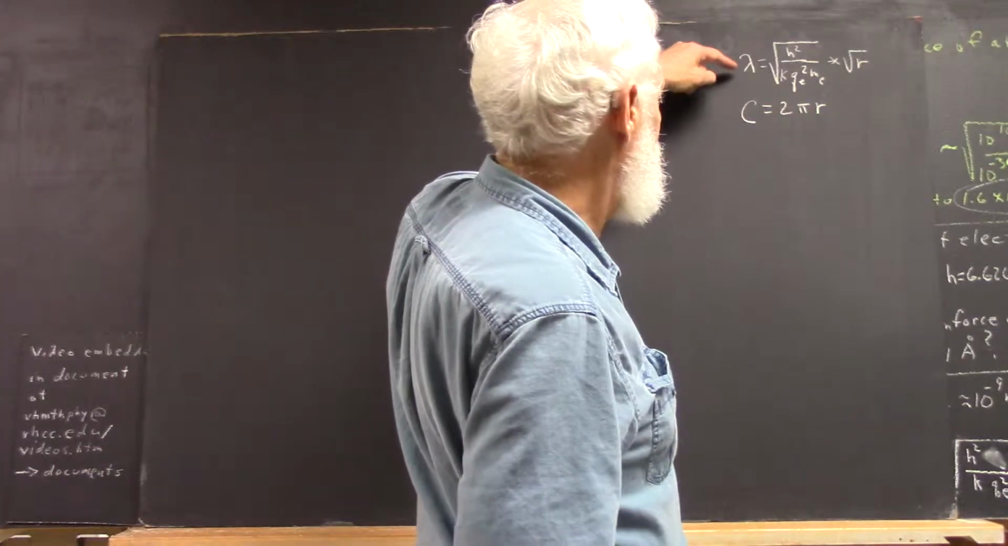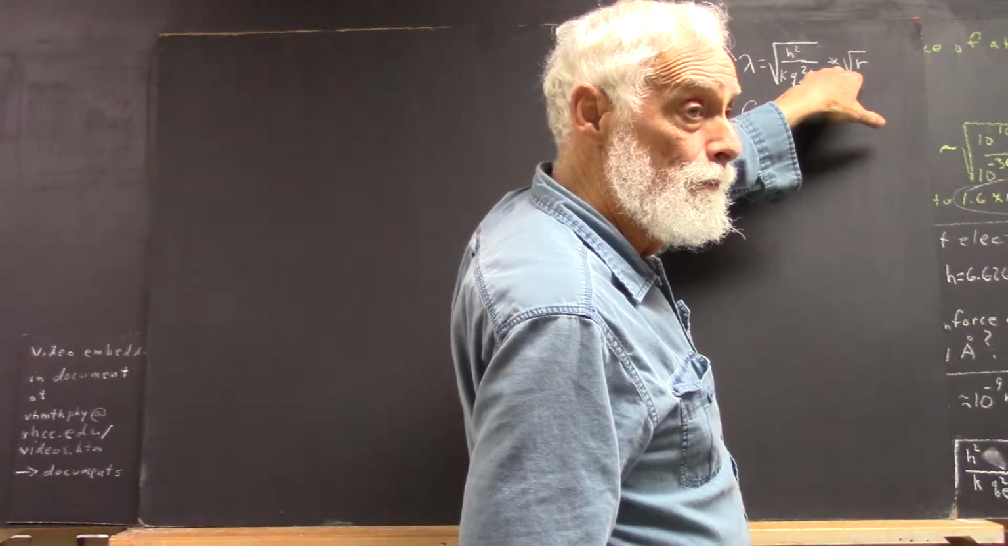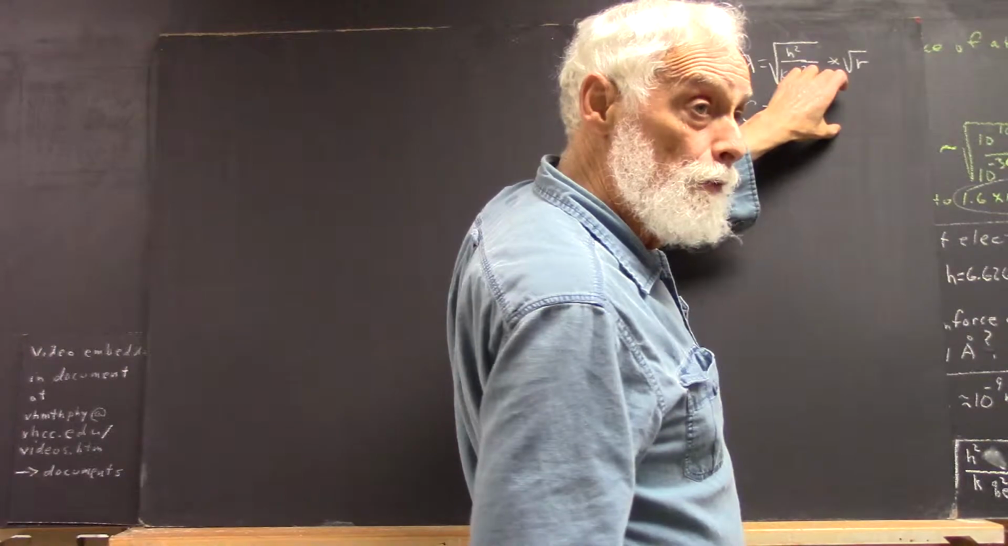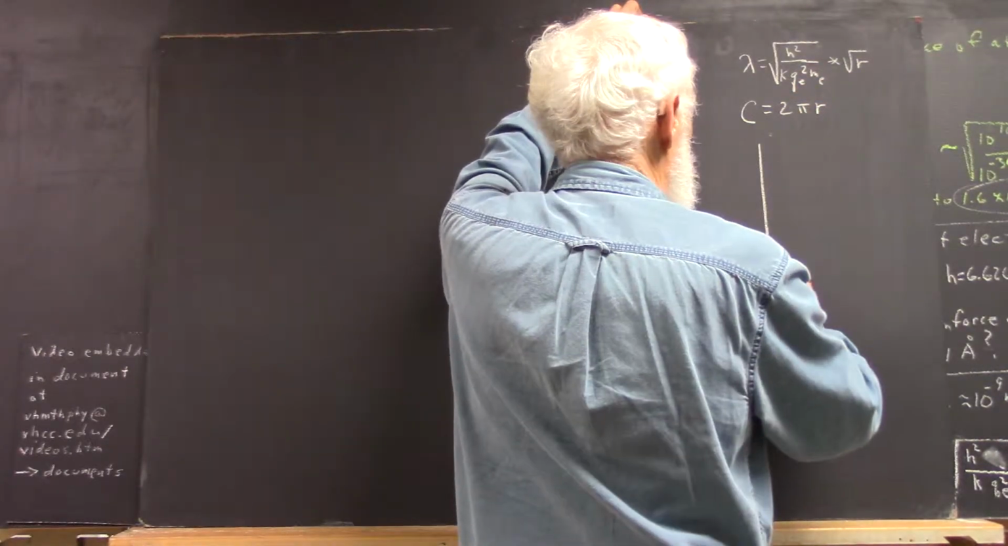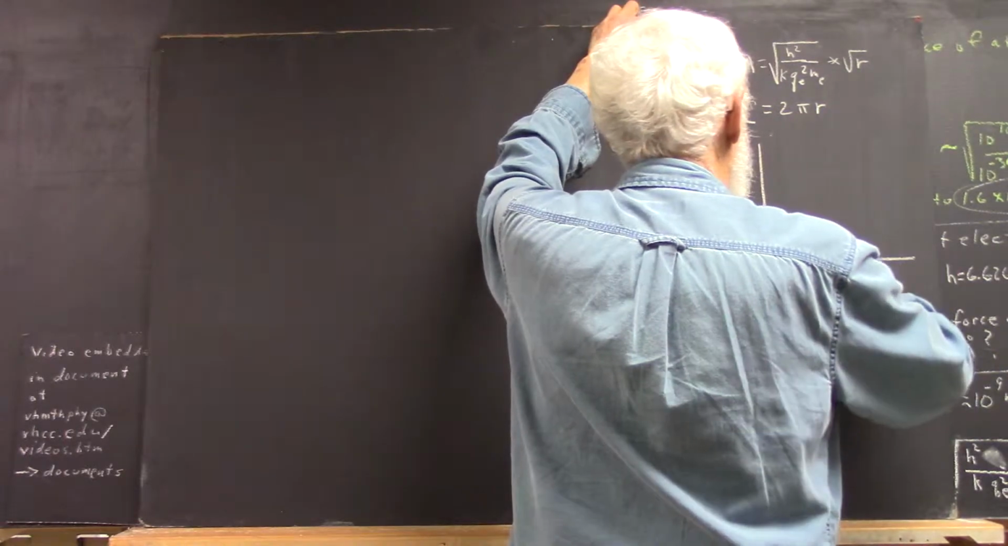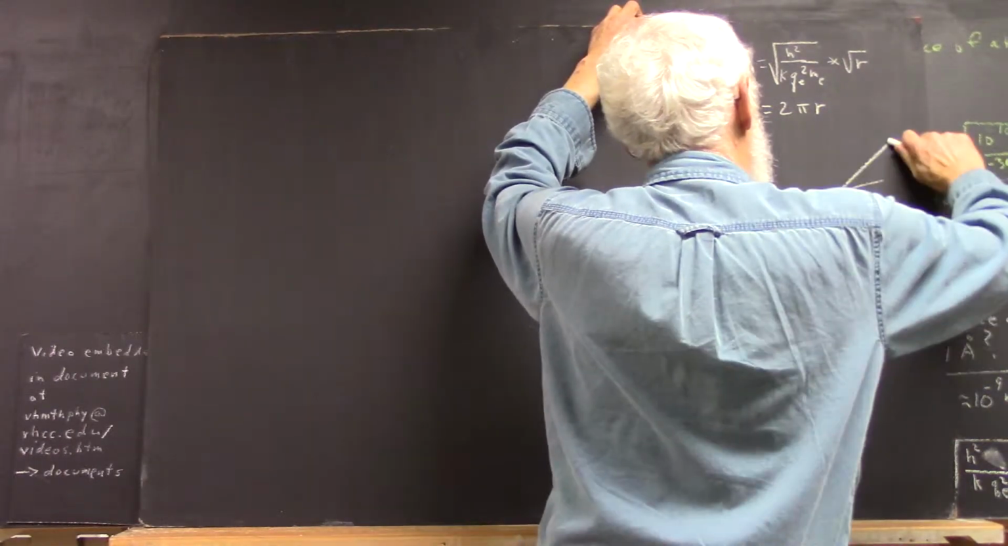Okay, now here's your basic idea. Lambda is a constant multiple of the square root of r, and c is a constant multiple of r. Now what happens if you graph the square root of r, which looks like this, versus r?